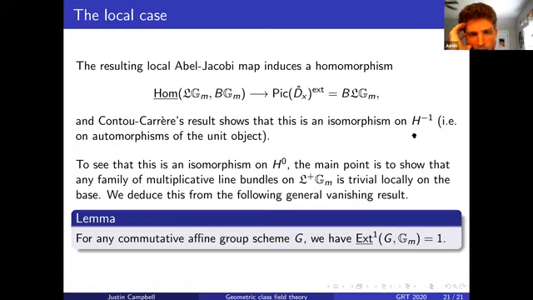So again, that implies that H0 of the left-hand side of the map at the top of the page here is trivial, and that is the local version of the Albanese property that we needed. And that is all I have to say.